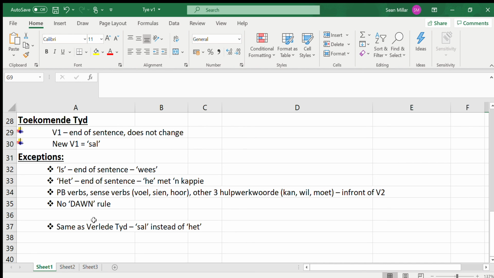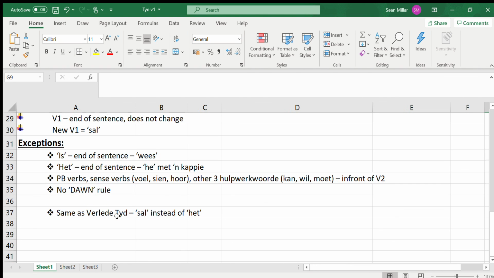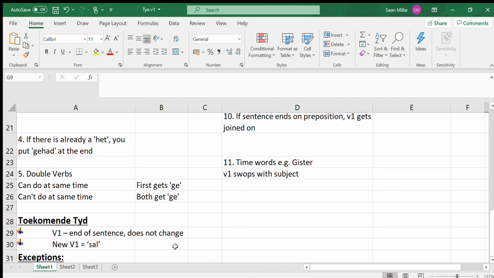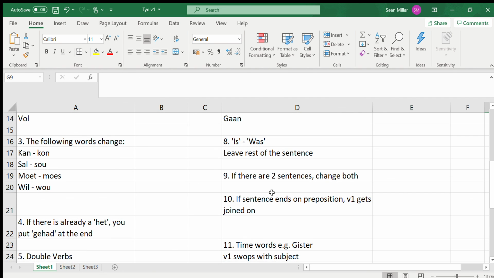Dawn rule does not apply, so when you see dan, as, wanneer, nou, do not change it to do as you would in verlede tyd. And then pretty much all the other rules are the same as verlede tyd, except you're putting a sal instead of a het in that empty place. And literally all the rules are the same. If it ends on a preposition, you join the verb to the preposition, etc. That concludes the video on tye.